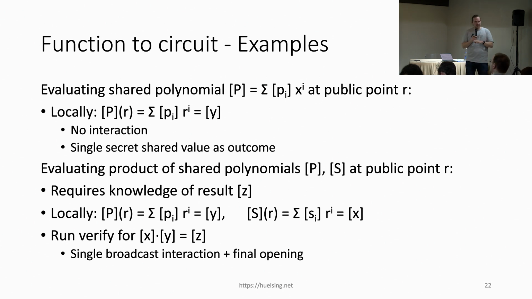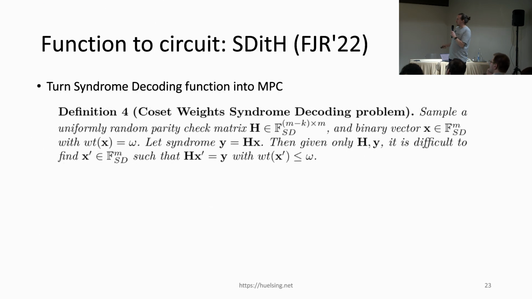I think this is the most complicated part of the whole lecture. And this is something that is used in the SDitH signature scheme. Here we're using some version of the syndrome decoding problem. Don't mind this too much. The only important thing is we have this equation here, which is the input x times some matrix gives me a given value y.